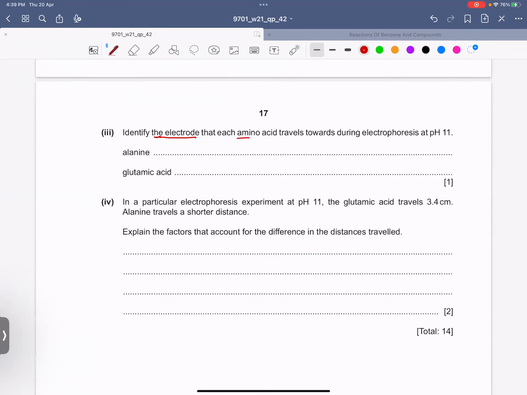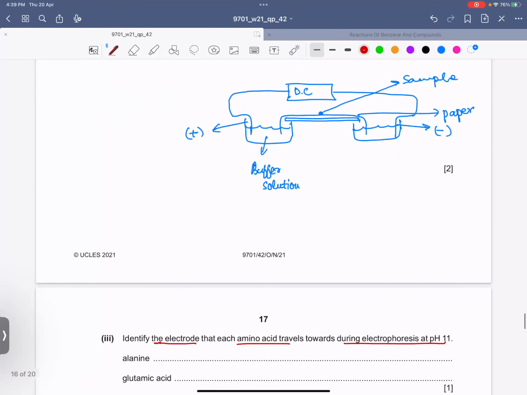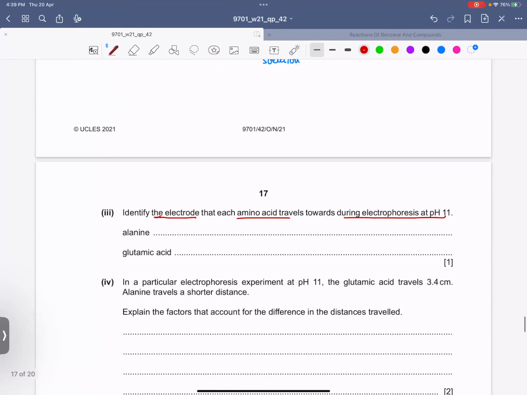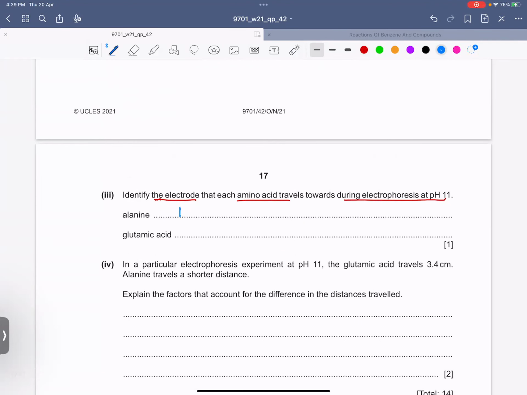Identify the electrode that each amino acid travels towards during the electrolysis at pH 11. So if you recall alanine and glutamic acid, see, alanine is negatively charged over here and glutamic acid has a 2 negative charge over here, right? So both are going to travel towards the positive electrode. This one as well, positive electrode. Is this clear?